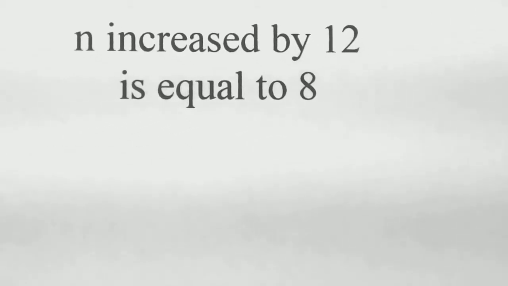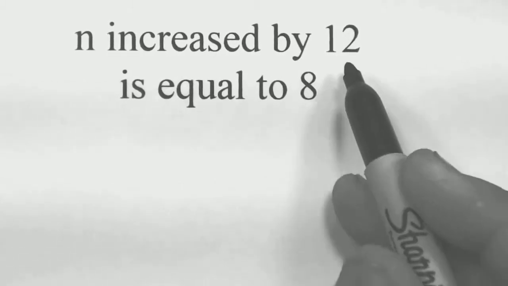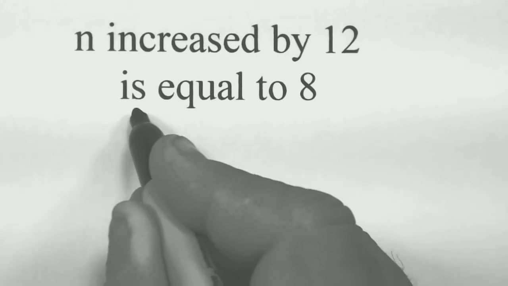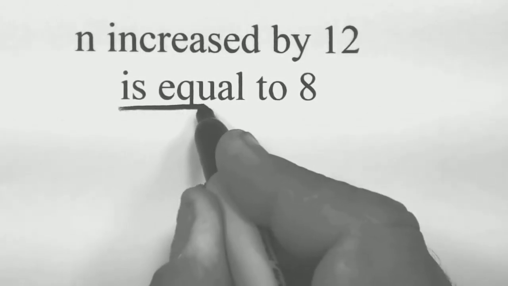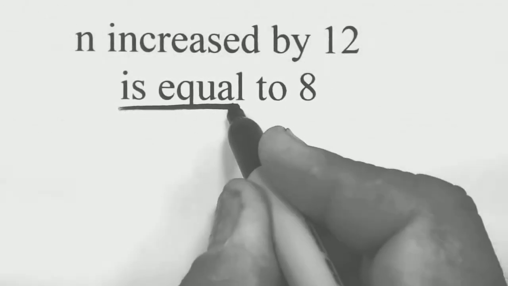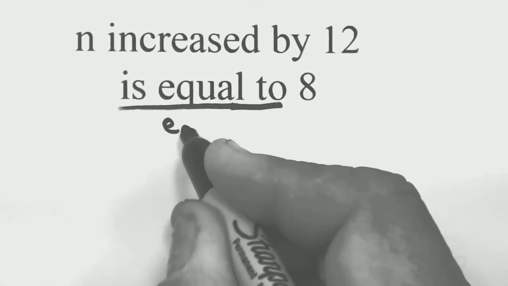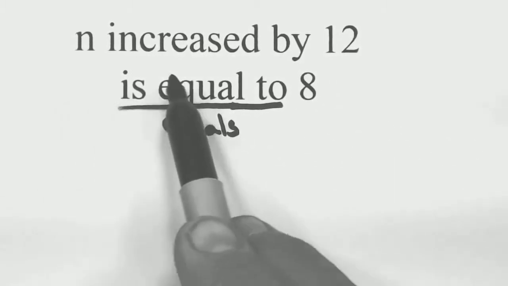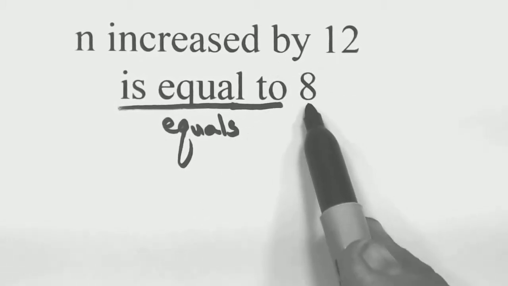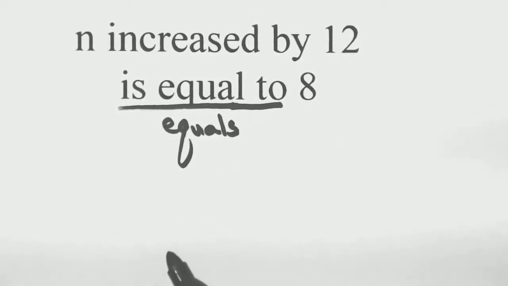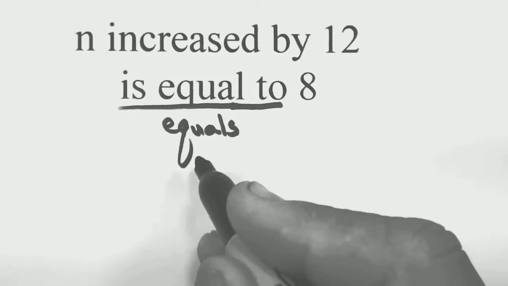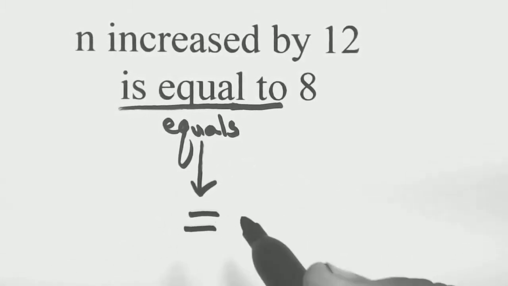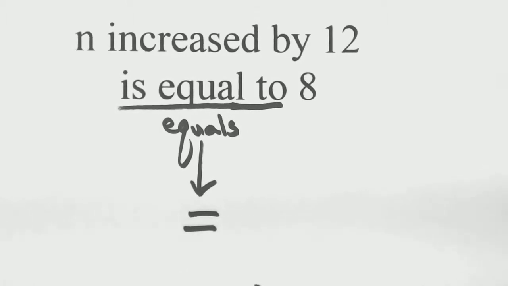Here's our first one. n increased by 12 is equal to 8. We could take this wording, "is equal to," and just replace it with "equals" if we wanted. We could read this as n increased by 12 equals 8, and it means exactly the same thing. So we know that right here is where the equal sign goes in our equation.